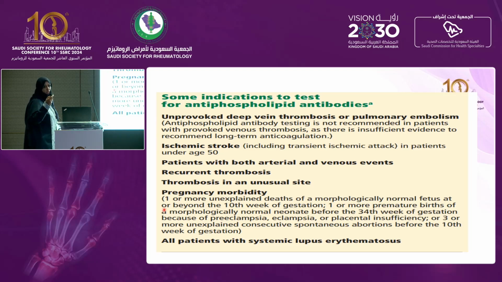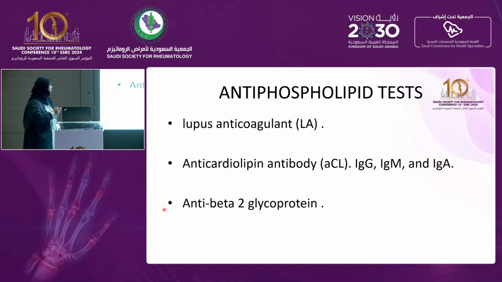This is for antiphospholipid, the last thing I will talk about. When to request antiphospholipid, these are the indications: recurrent thrombosis, recurrent thrombus at abnormal sites, stroke in the young, cases of pregnancy loss, criteria for antiphospholipid syndrome, and all patients with lupus are supposed to be investigated for the possibility of antiphospholipid.